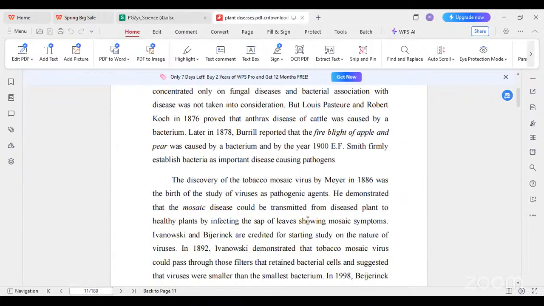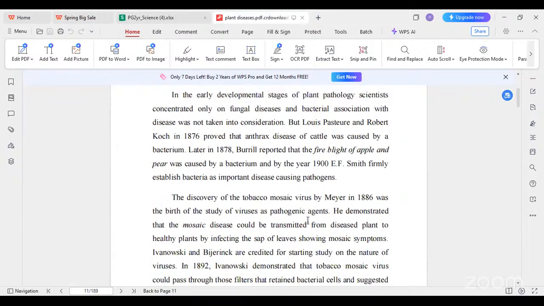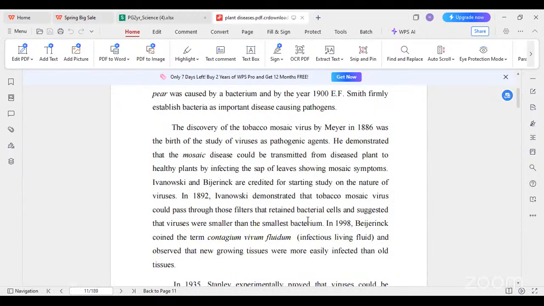In early developmental stages of plant pathology, scientists concentrated only on fungal diseases, and bacterial association with disease was not taken into consideration. But Louis Pasteur and Robert Koch in 1876 proved that anthrax disease of cattle was caused by a bacterium. Later in 1878, Burrill reported that fire blight of apple and pear was caused by a bacterium, and by the year 1900, E.F. Smith firmly established bacteria as important disease-causing pathogens.